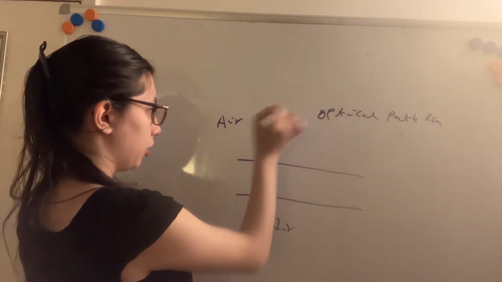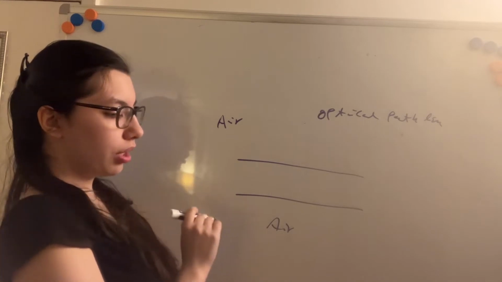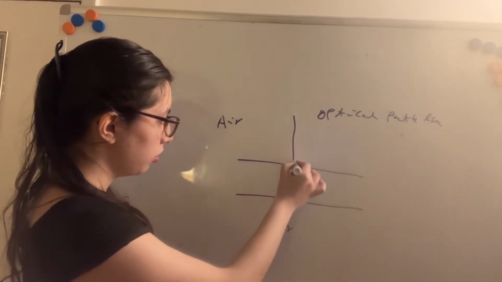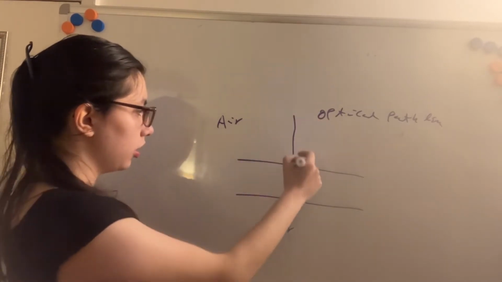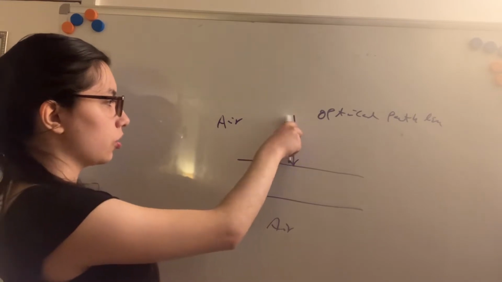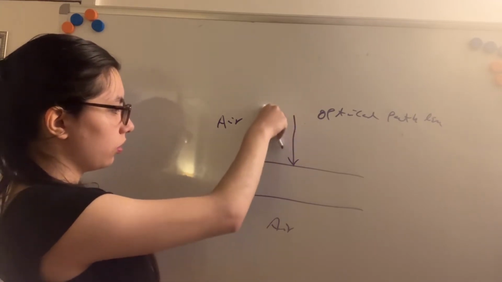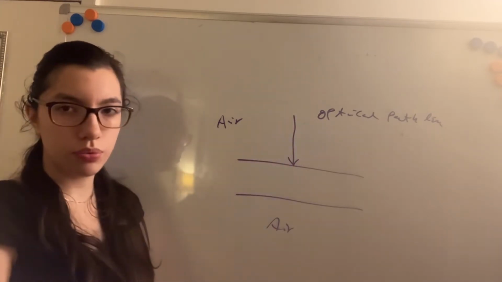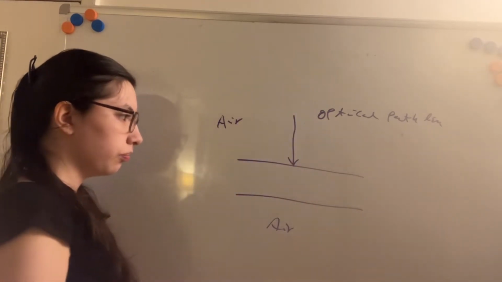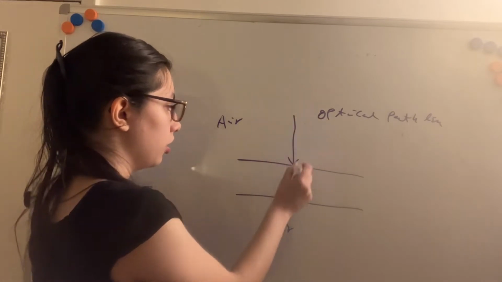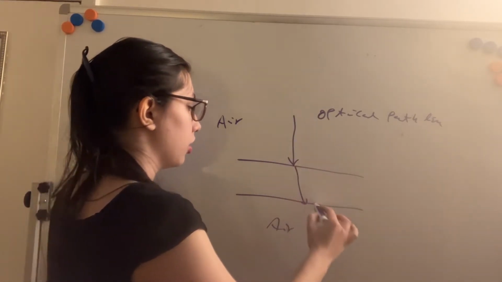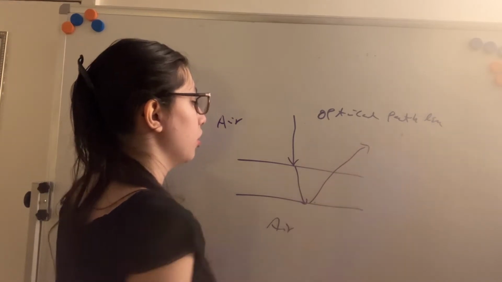We have a normal reflection or normal incident angle, that is, here is coming the light. It is perpendicular. Sometimes it is drawn a little bit inclined, just for clarification, but it's normal, so it's perpendicular. And then this can reflect, and then reflect again and pass here.